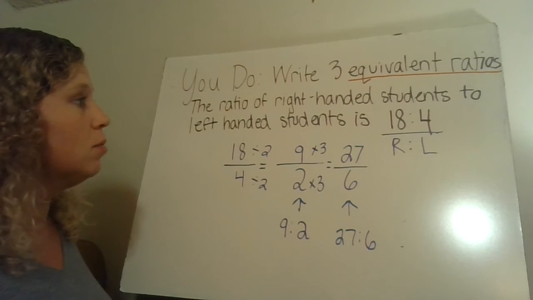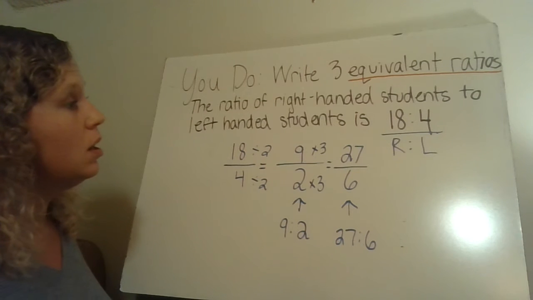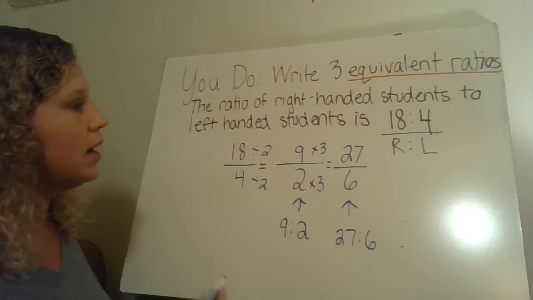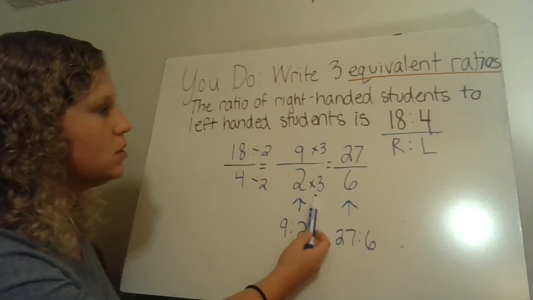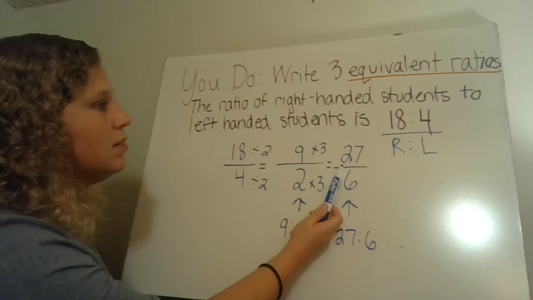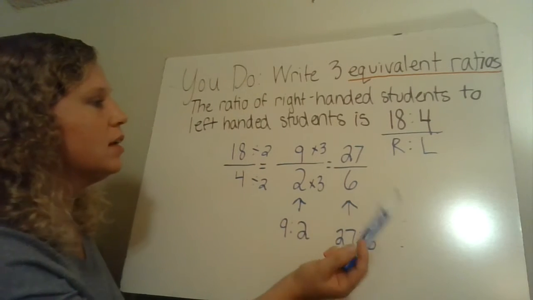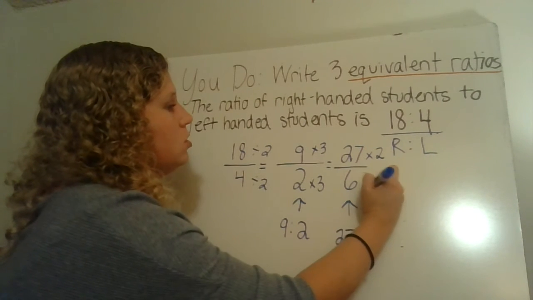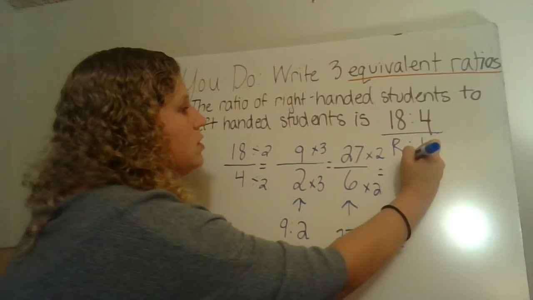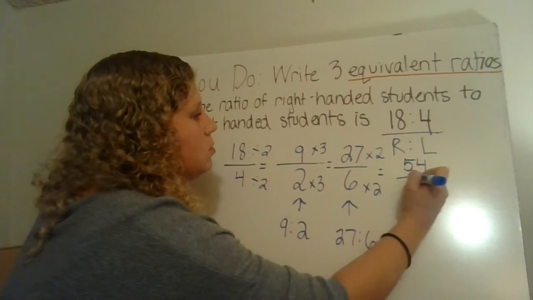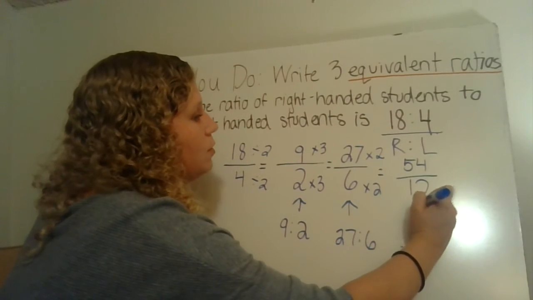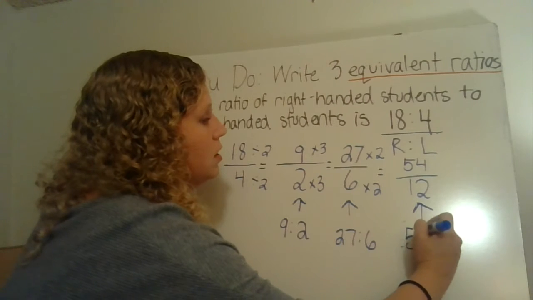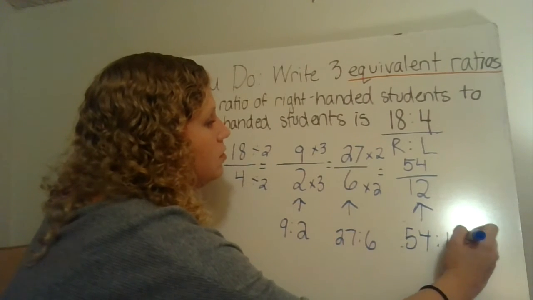Now I can multiply this ratio. There's nothing I can divide by this ratio except for 3, which isn't going to help me. 27 doesn't divide by 2, so I can't divide by 2. But so I can choose again. I'm going to multiply by 2. 27 times 2 is 54. 6 times 2 is 12. So a third equivalent ratio I came up with is 54:12.